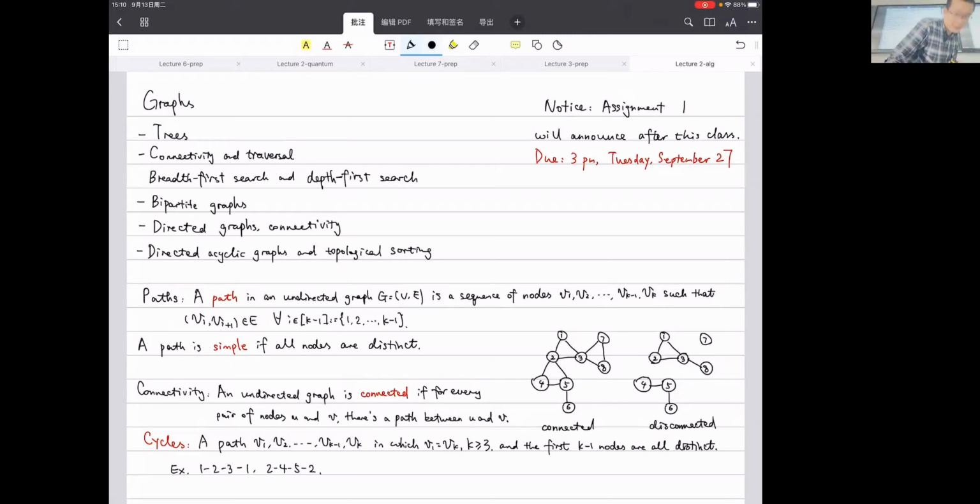Okay, let's get started today. So last time we basically introduced the course and some basic knowledge of algorithm design. The main focus today is I'm going to introduce graphs.